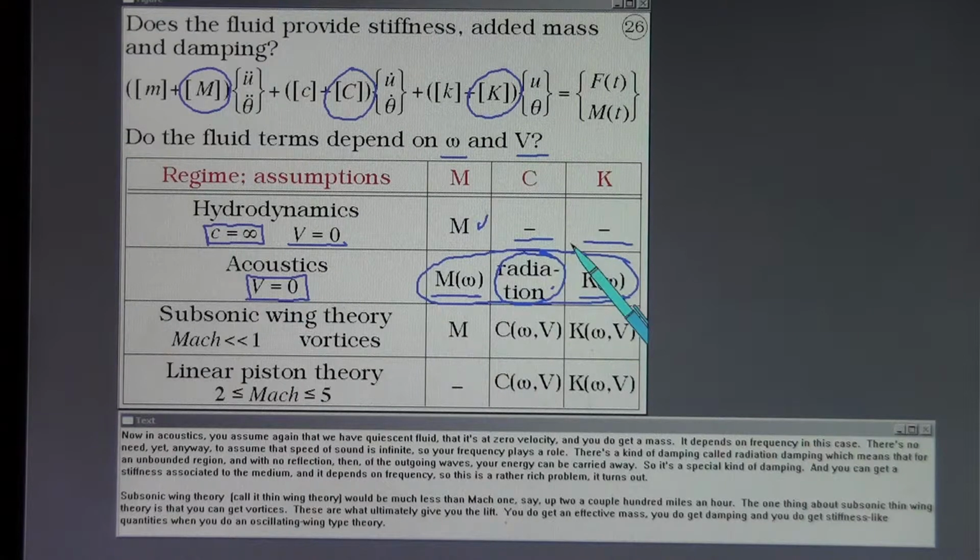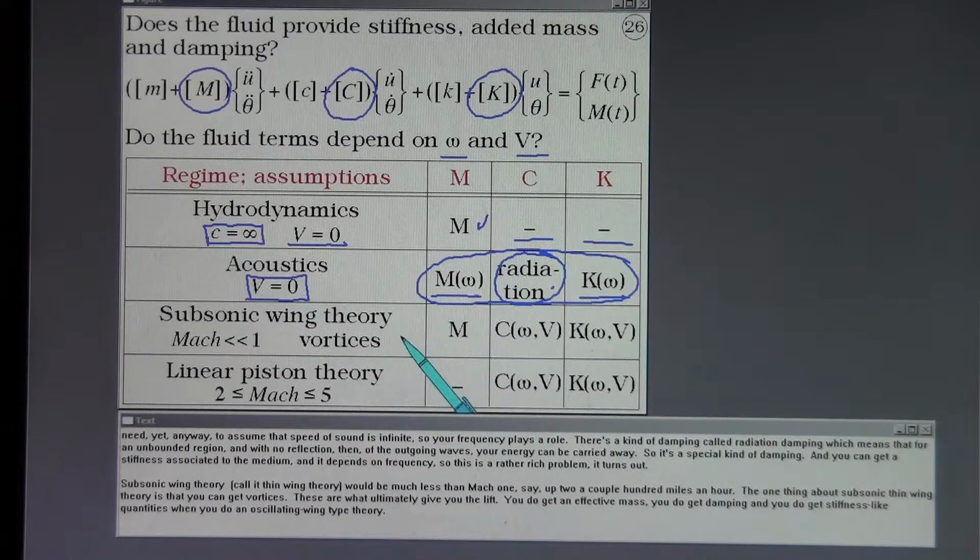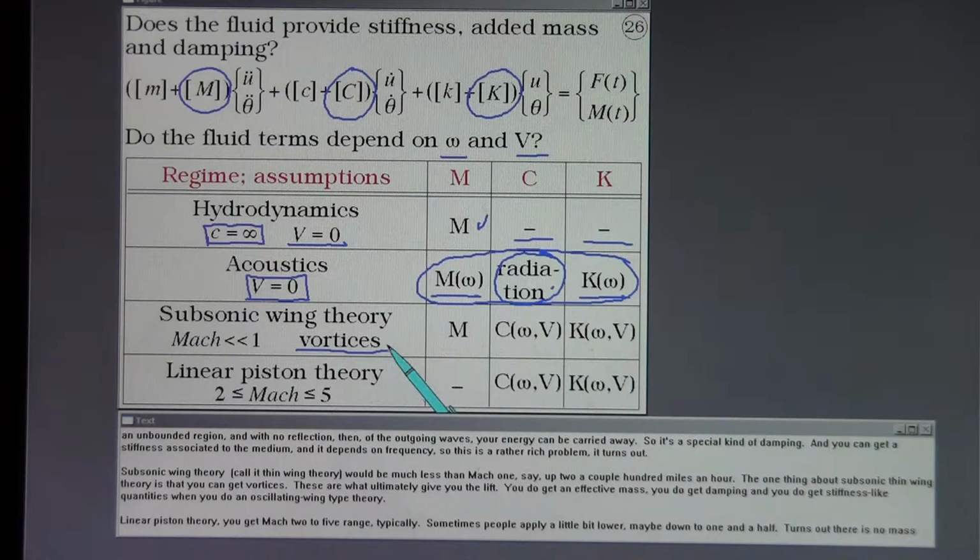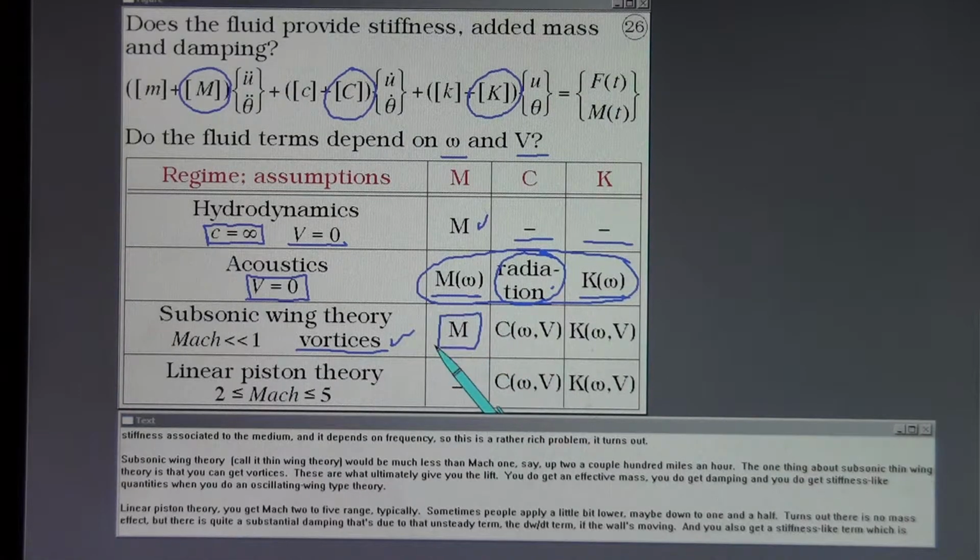Subsonic wing theory, call it thin wing theory, would be much less than Mach 1, say up to a couple hundred miles an hour. The one thing about slender wing theory, or subsonic thin wing theory, is that you can get vortices, and these are what ultimately give you the lift. Now, you do get an effective mass, you do get damping, and you do get stiffness-like quantities when you do an oscillating wing type theory.